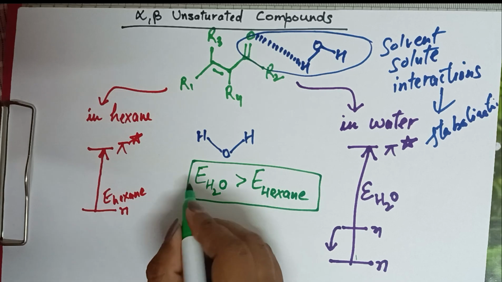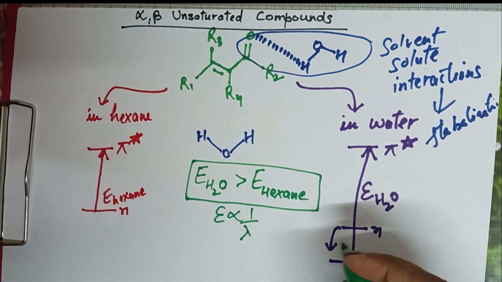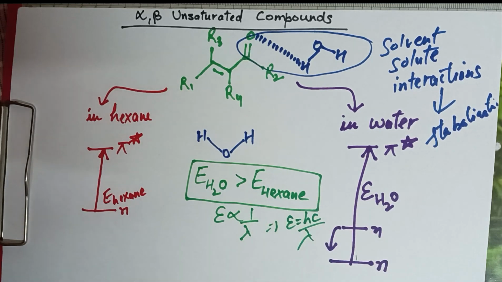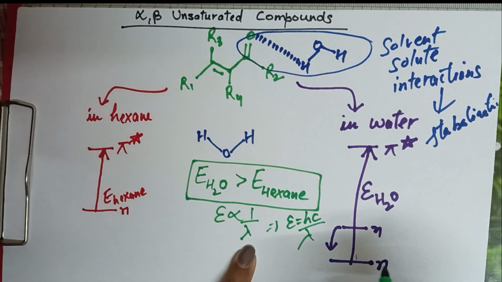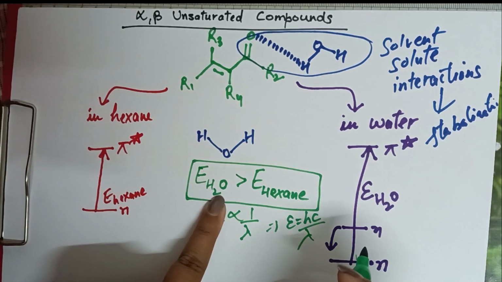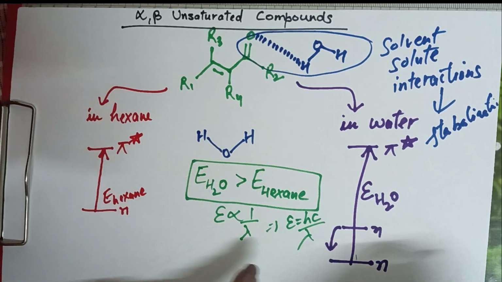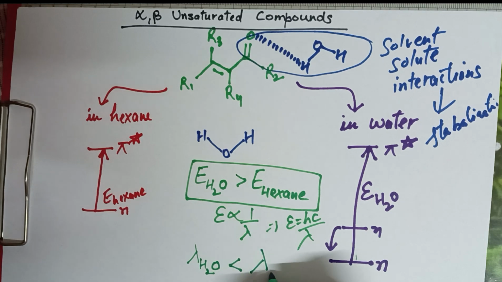This is one thing. And the other thing, we know that E is inversely proportional to lambda, right? Using the formula E equals hc by lambda. Now E is inversely proportional to lambda. That means if E of water is greater than E of hexane, then it will be reversed in case of lambda. That is, lambda in case of water will be less as compared to lambda in case of hexane.